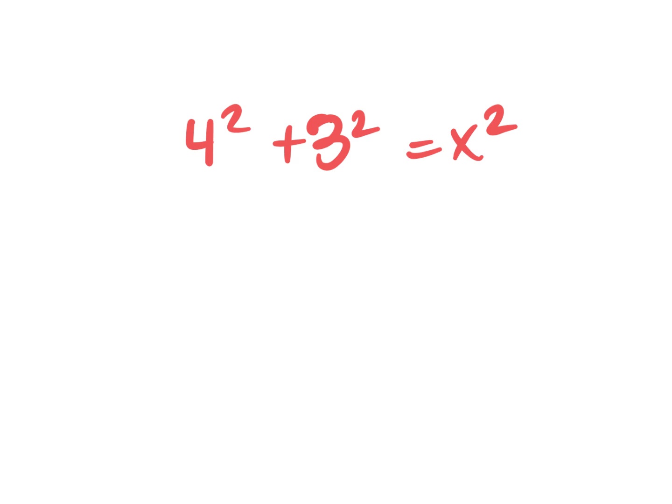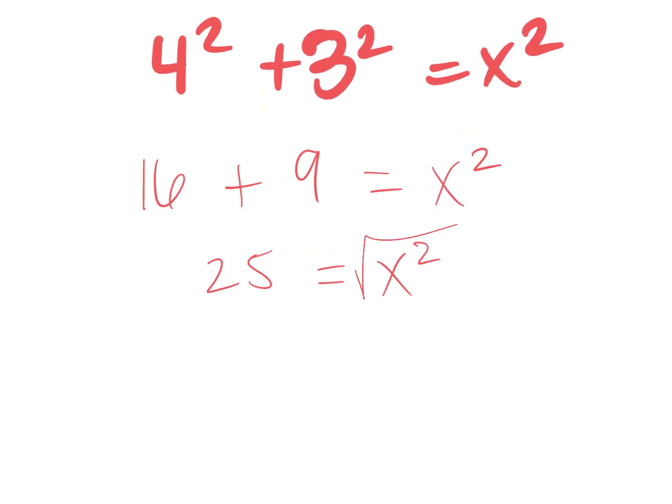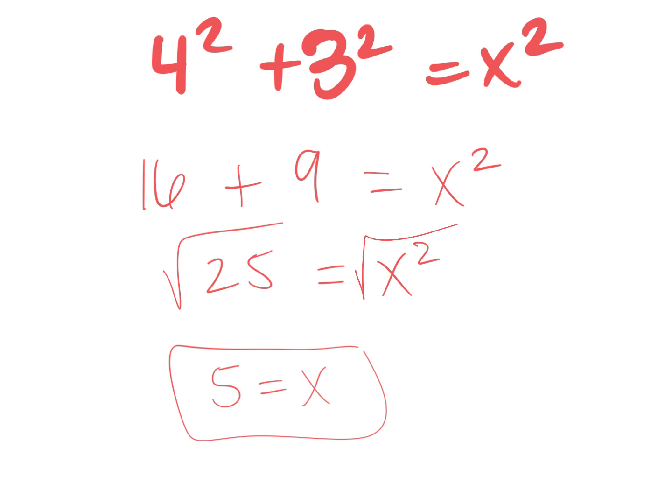Okay, so what's 4 times 4? You're so good. And 3 times 3? So perfect. X squared. Okay. From there, you're going to square root the 25 and the x power. Beautiful. Which will get you x. 5 equals x.